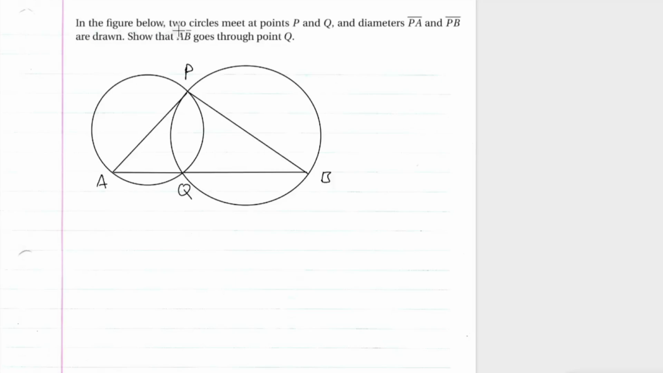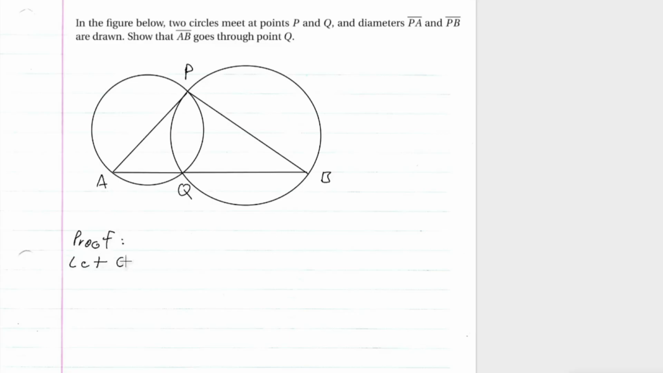In the figure below, two circles meet at points P and Q, and diameters PA and PB are drawn. We want to show that line AB goes through point Q. So let's go ahead and start this proof.